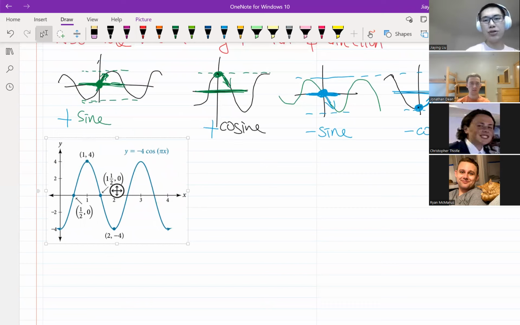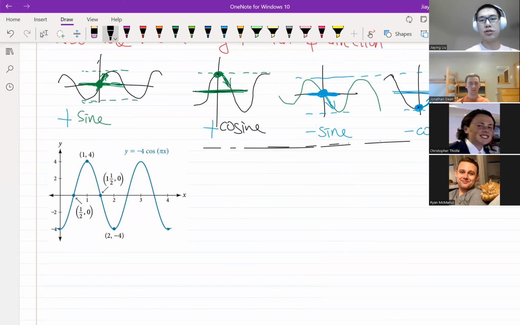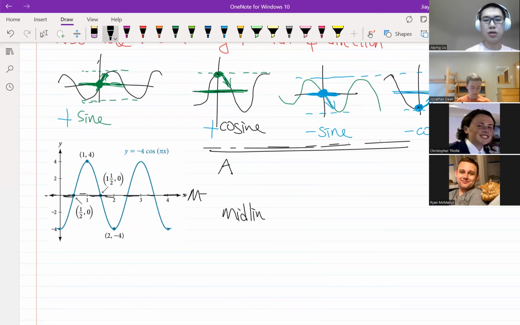So the first thing before I do anything is I need to find out the amplitude. So from the graph, this is my midline, the line in the middle. So that's the midline, and that's the origin. So midline, which is going to be y equals 0. And from the midline to the highest point, that's the amplitude. Amplitude is from y equals 0 to y equals 4. So a equals 4.